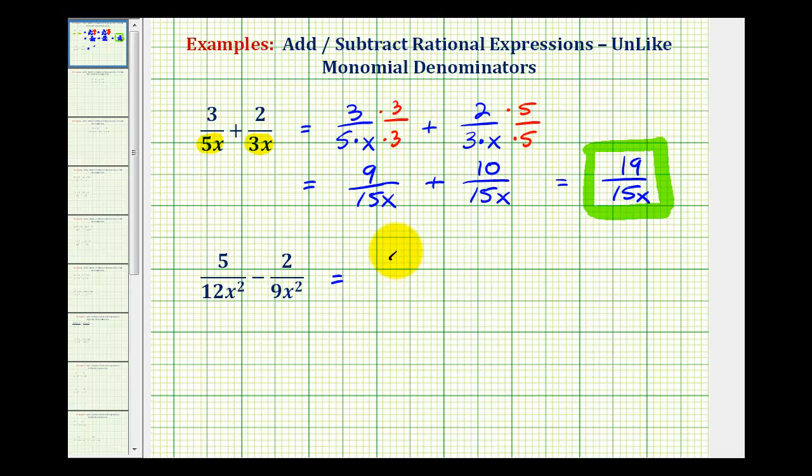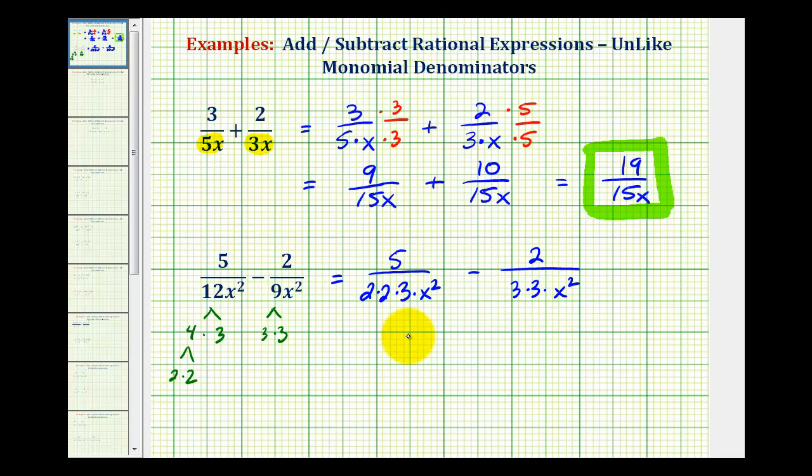So for this first fraction, let's determine the prime factorization of 12. Well, 12 is equal to 4 times 3. 4 is equal to 2 times 2. So we can write 12x squared as 2 times 2 times 3. Now notice how both denominators already contain x squared. So we'll go ahead and write times x squared here, minus 2 all over, well, the prime factorization of 9 is just 3 times 3. So we can write this as 3 times x squared.